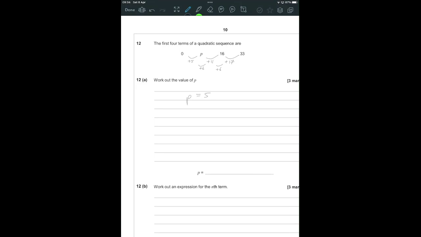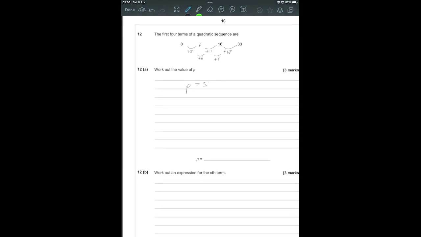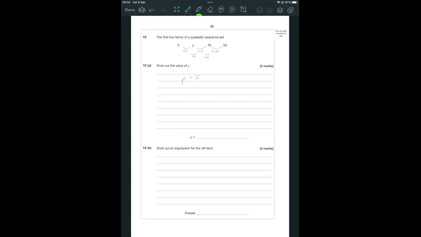3 marks for that, probably because there was quite a lot of thinking involved. There's probably better ways to do that. If you find a better way, please do let me know. But I quite like that "what could it be" approach. Next we need to work out an expression for the nth term.